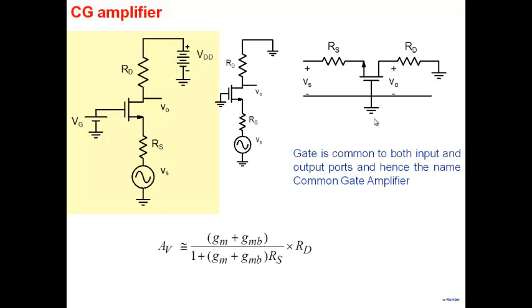So I'm just going to give you the results. The voltage gain for this particular amplifier turns out to be (GM plus GMB) over (1 plus (GM plus GMB) RS) into RD here. Note an important point here, the gain doesn't have a negative sign. So it's a non-inverting amplifier, which was true for common base as well. And so these are straightforward calculations, so I'll not bother about it.